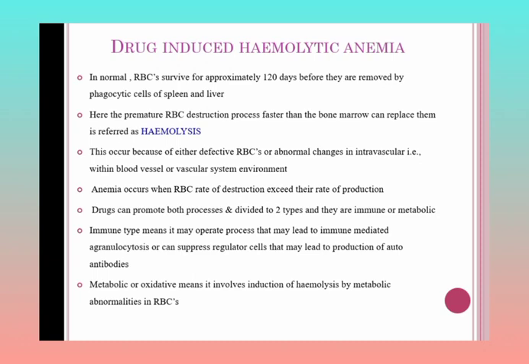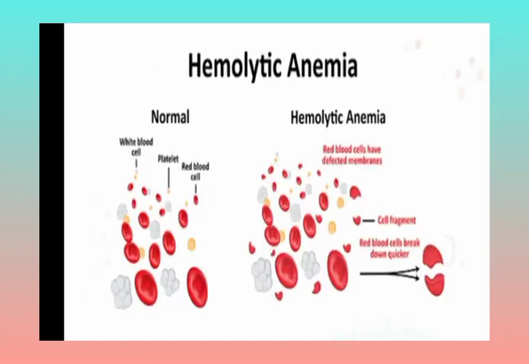So this is the immune type: in one point, the operating process leads to immune-mediated agranulocytosis. By such conditions, it may suppress the regulator cells or produce autoantibodies. When coming to the metabolic or oxidative type, it involves the induction of hemolysis, which is initiated by metabolic abnormalities in RBCs. So these are the drug-induced hemolytic anemia conditions. So this is hemolytic anemia.